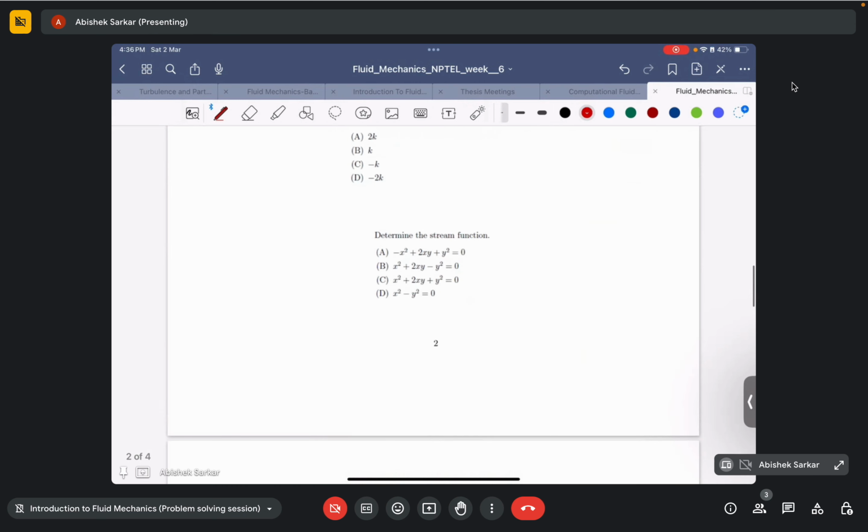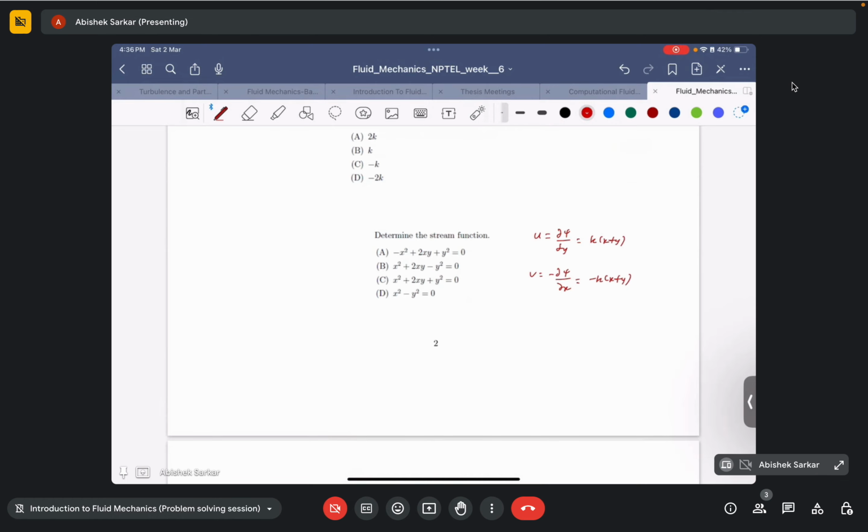And we are asked to determine a stream function for this problem. Since it's very simple, I will just show you how to do it. For the stream function, we would have that u is equal to dou psi by dou y, which would be equal to k(x plus y). V would be equal to minus dou psi by dou x, which would be equal to minus k(x plus y). Once we do the integration for both these components, we will get the result.